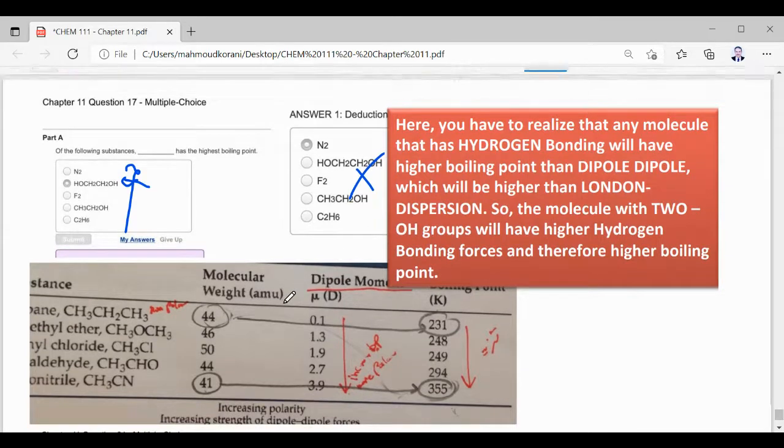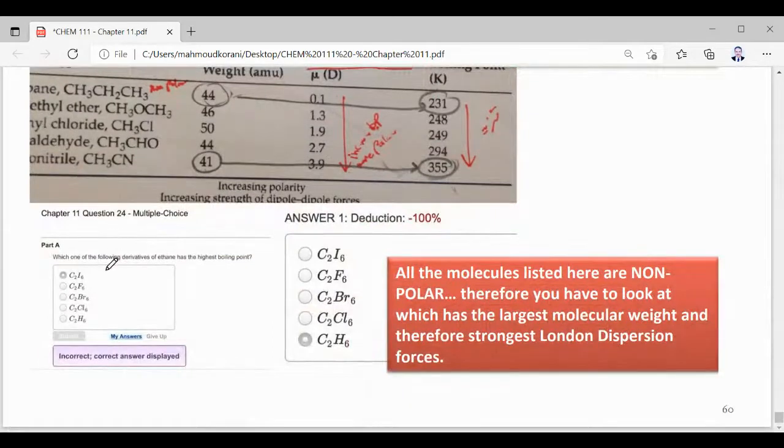So it should be this molecule, which is higher than this one, which contains just one OH. Here there are two hydrogen bonds, here one hydrogen bond. Which one of the following derivatives of ethane has the highest boiling point? It depends on the molecular weight. It should be that one, because iodine is higher than bromine, higher than chlorine, and so on. So this is the right one. Here it's solved wrong.